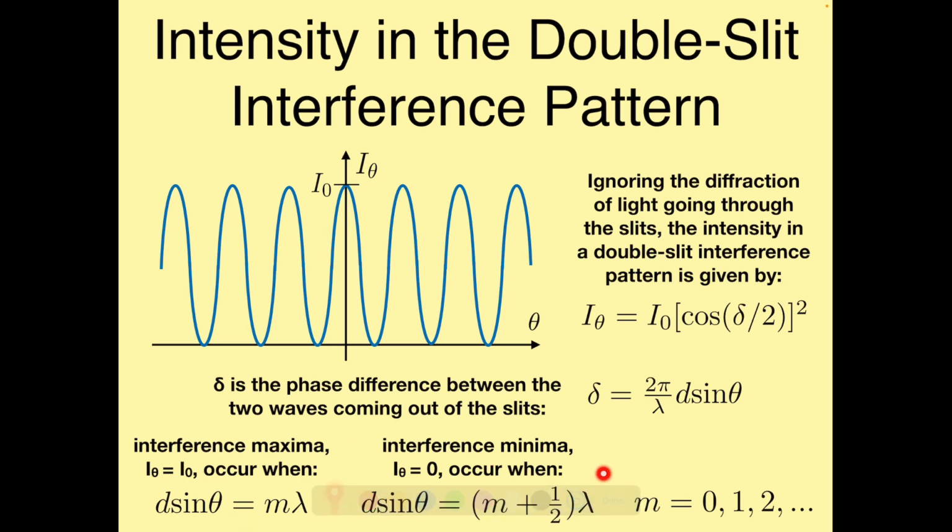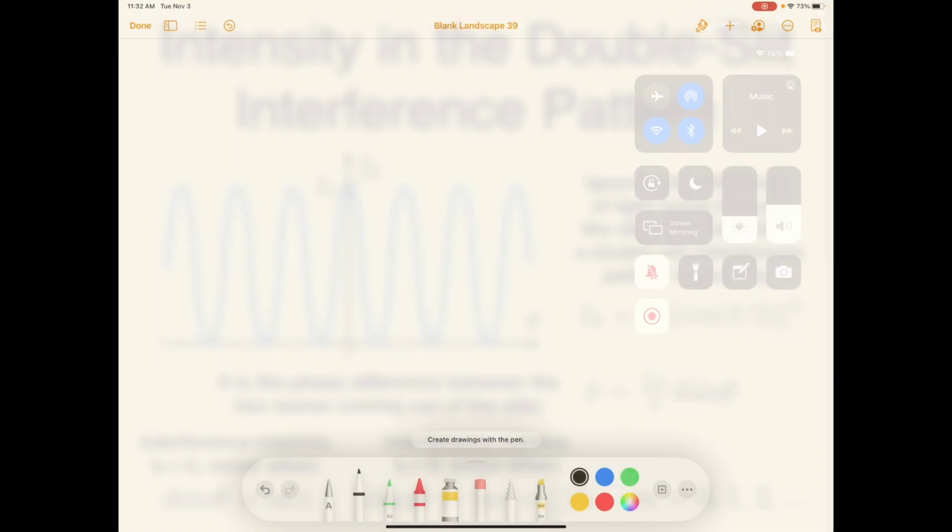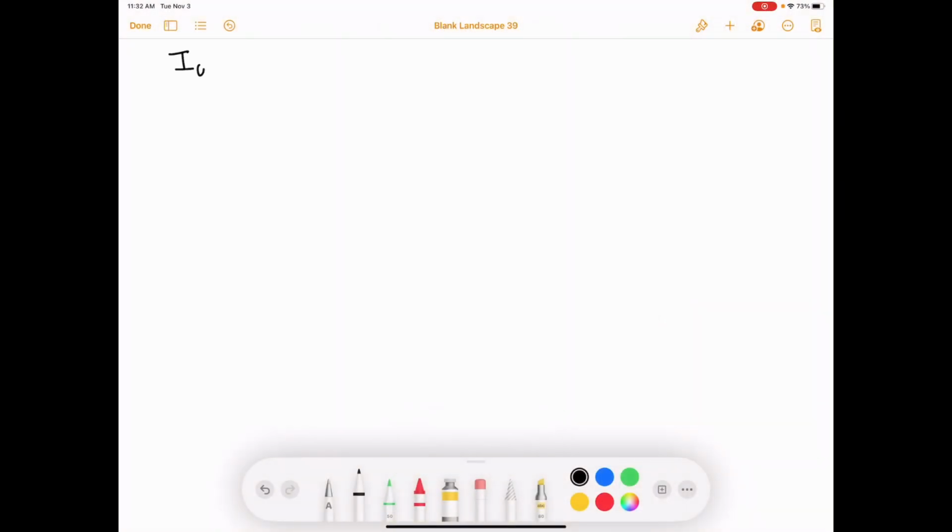So we derived both these equations way back in chapter 34, but I'm going to show you how we can get these results from this result for the intensity. So let's go through that. We'll start with the results that we derived. I theta is equal to I0 times cosine delta over 2 all squared, where delta in this case is equal to 2 pi divided by lambda times d sine theta.